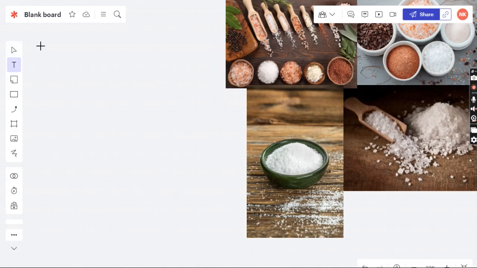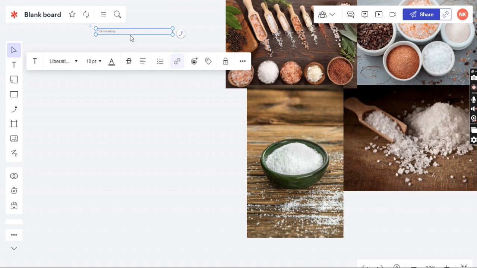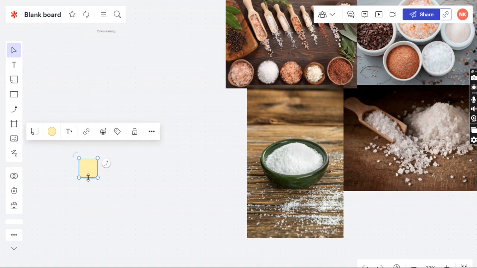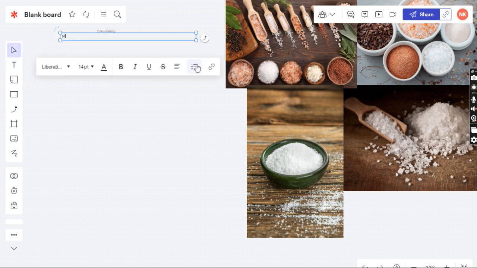Okay, so today I'm going to discuss the types of salt. What are salts and the types of salt? Let's discuss it. I'm going to discuss here what salts are and the types of salts. First of all, what are salts?